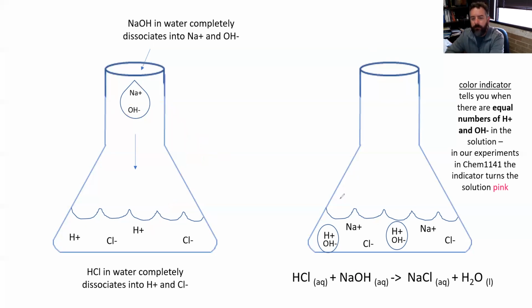So what's important here is what tells us we're at the 1-to-1 ratio, an equal amount of hydroxides to protons. Well, you have to have some type of indicator. In the Chemistry 1141 labs, we use a color indicator that tells us when there's an equal number of hydrogen cations and hydroxides in our solution, and it turns a very faint pink. The pink you see here is darker than what you should see in the lab.